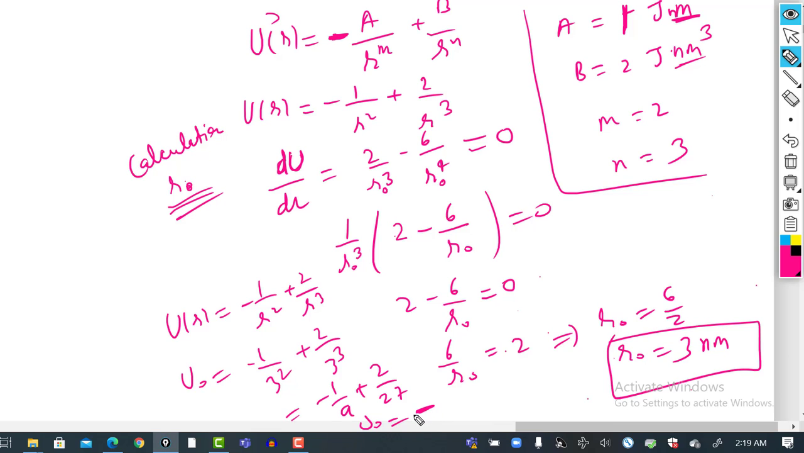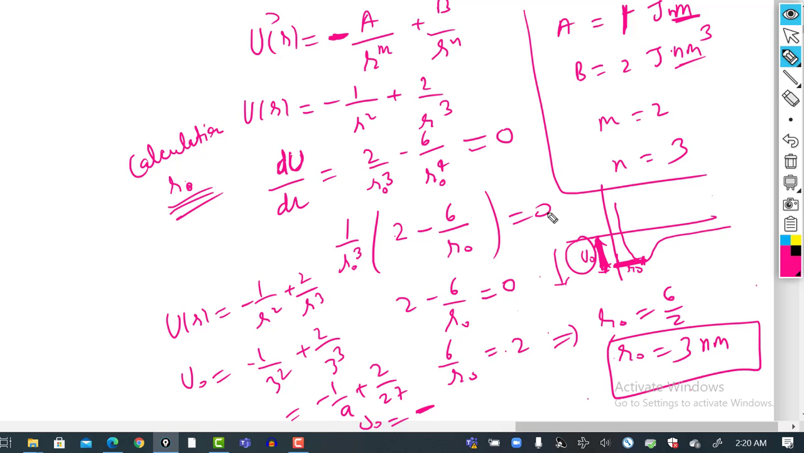Why is U naught negative? Because you can see it from the plot itself. This is U naught when R naught is minimum. This is R naught and this is U naught. So you can see that U naught is going to be minimum only because it is on the negative side. Okay, now I hope you understood.